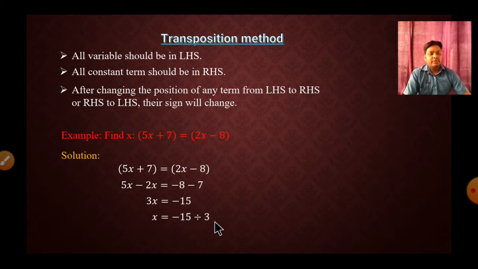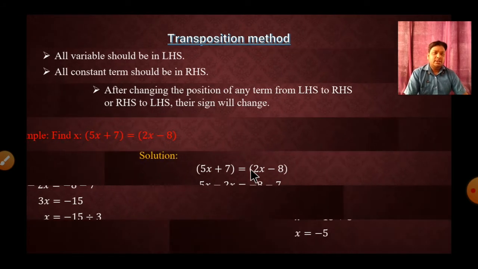So what will we get? 3 fives are 15. So we will get x is equal to minus 5. So like this we can use the transposition method. Okay students, I hope that you have all understood. Now let's see another question.